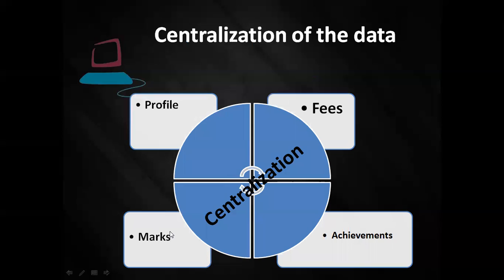And the third file keeps his marks: first unit mark, second unit mark, term mark, and his achievements. Suppose he's a sportsman, then records achieved, like medals and all, are kept. So these are all kept in separate files. What DBMS does is link all these files together and connect them, so the database gets centralized.